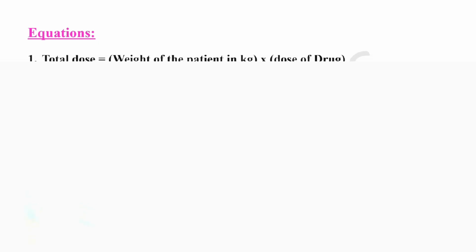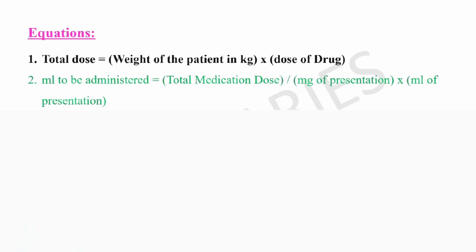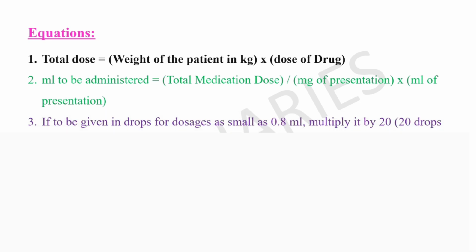Here are a few equations which need to be memorized. Let's begin. Total dose is calculated by weight of the patient in kilograms multiplied by the dose of the drug. How to find out the milliliter to be administered? It is calculated by the total medication dose given divided by milligram of presentation, which is multiplied by milliliter of presentation.